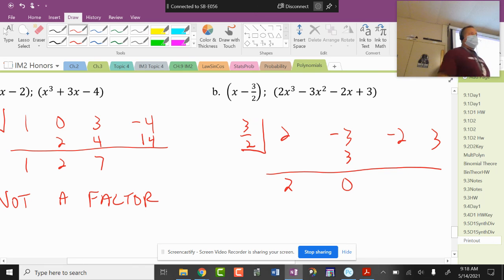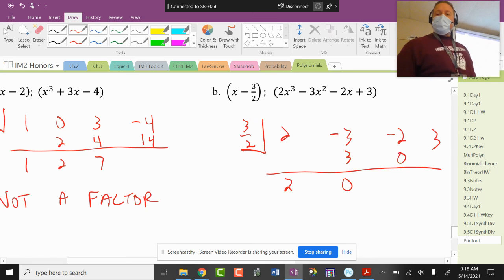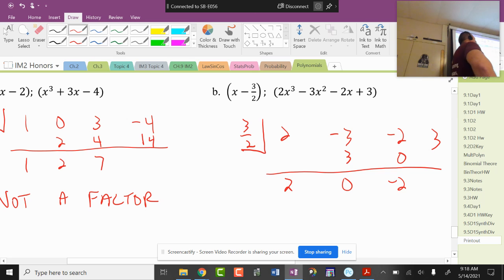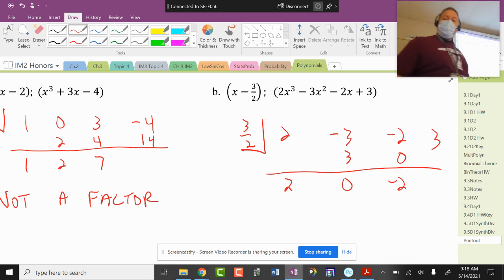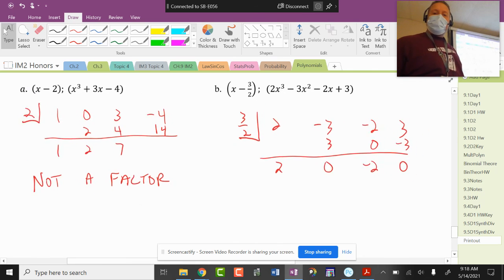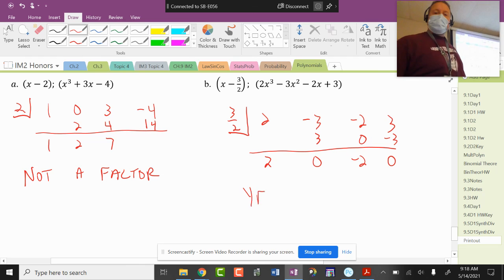What's 3 halves times 0, which is nice? 0. Nothing really fractionally hard happened so far. What's 3 halves times negative 2? Negative 3. Boom shakalaka. What do we say about this? Yes, it's a factor.